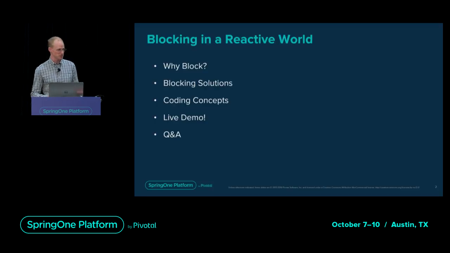Specifically, I'm going to talk about why we need to block sometimes in reactive applications. Then I'll go over some architectural level and service level solutions for how you should block successfully and correctly. Then we'll get into some lower level details with coding concepts, and I'm going to go through a live demo where we have an application that's blocking incorrectly, we find where it's blocking, and we fix it.